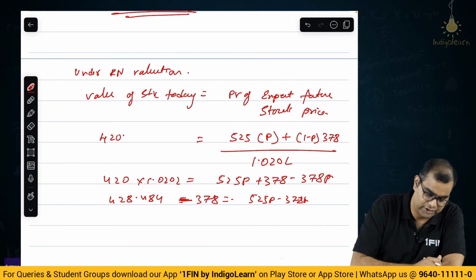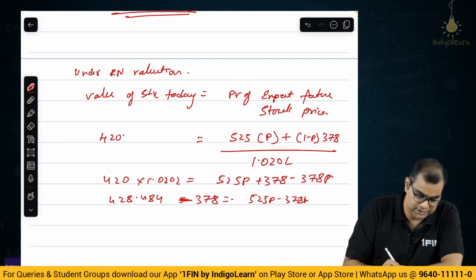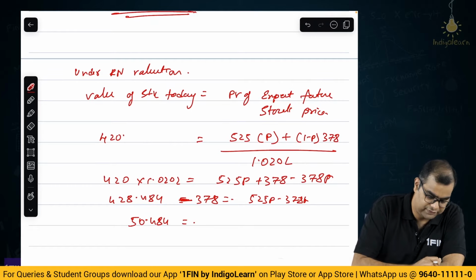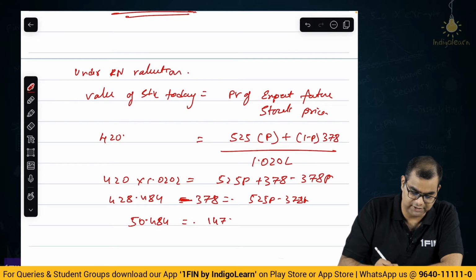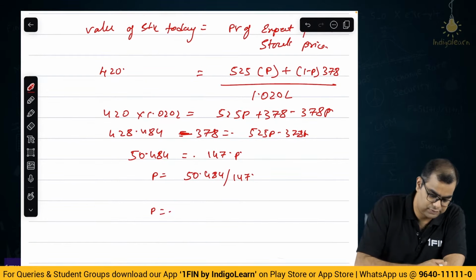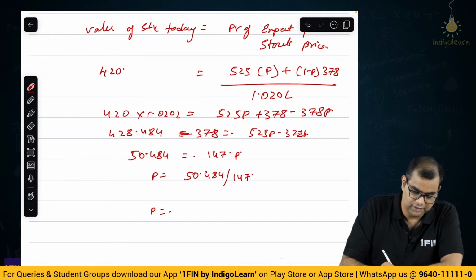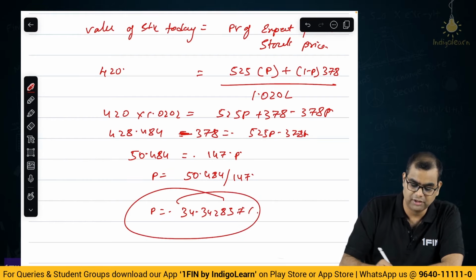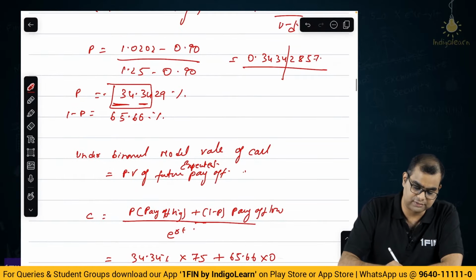So 428.484 minus 378 is 50.484, which is equal to 525 minus 378, which is 147 P. So P is equal to 50.484 divided by 147, or P is equal to 34.342857%. We have got the same number here.